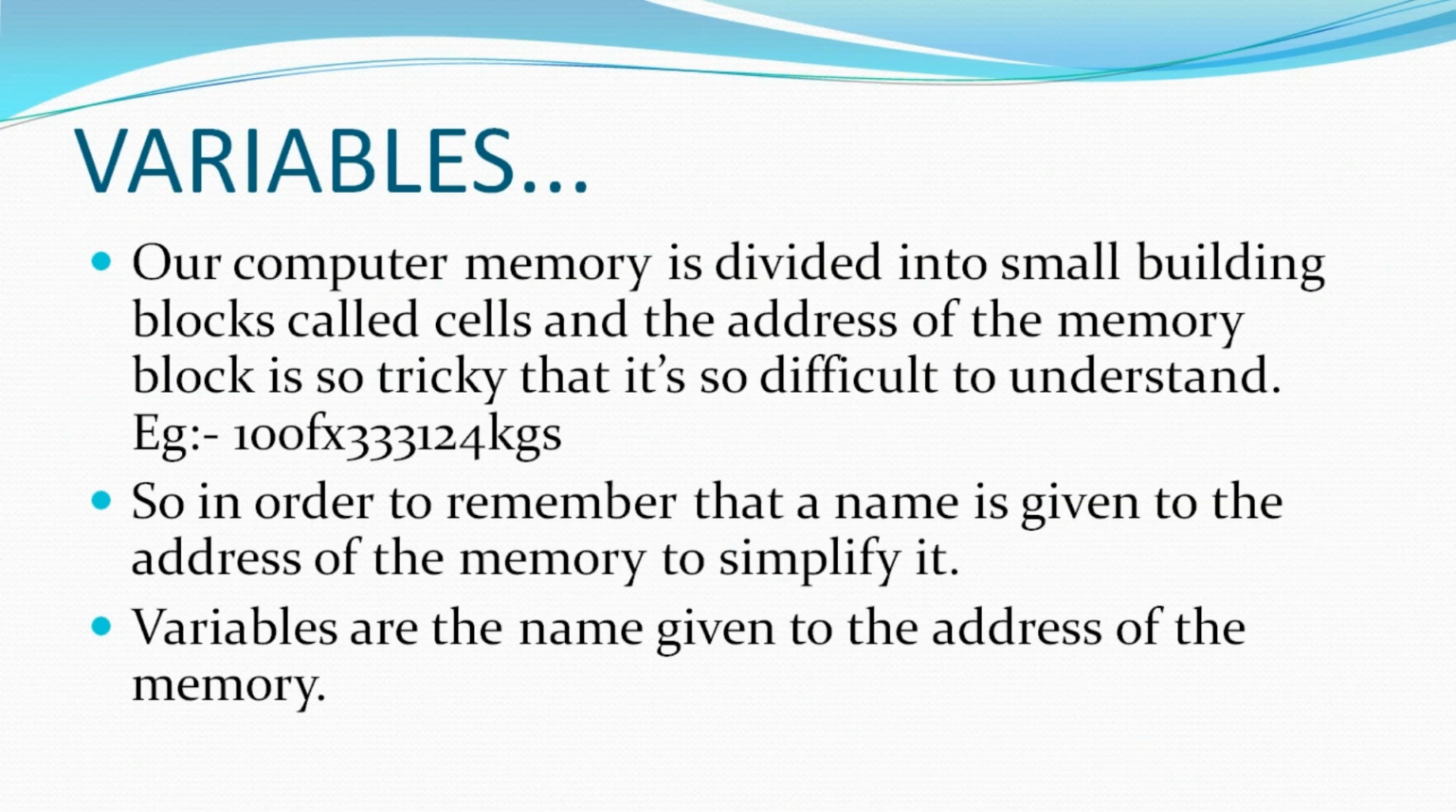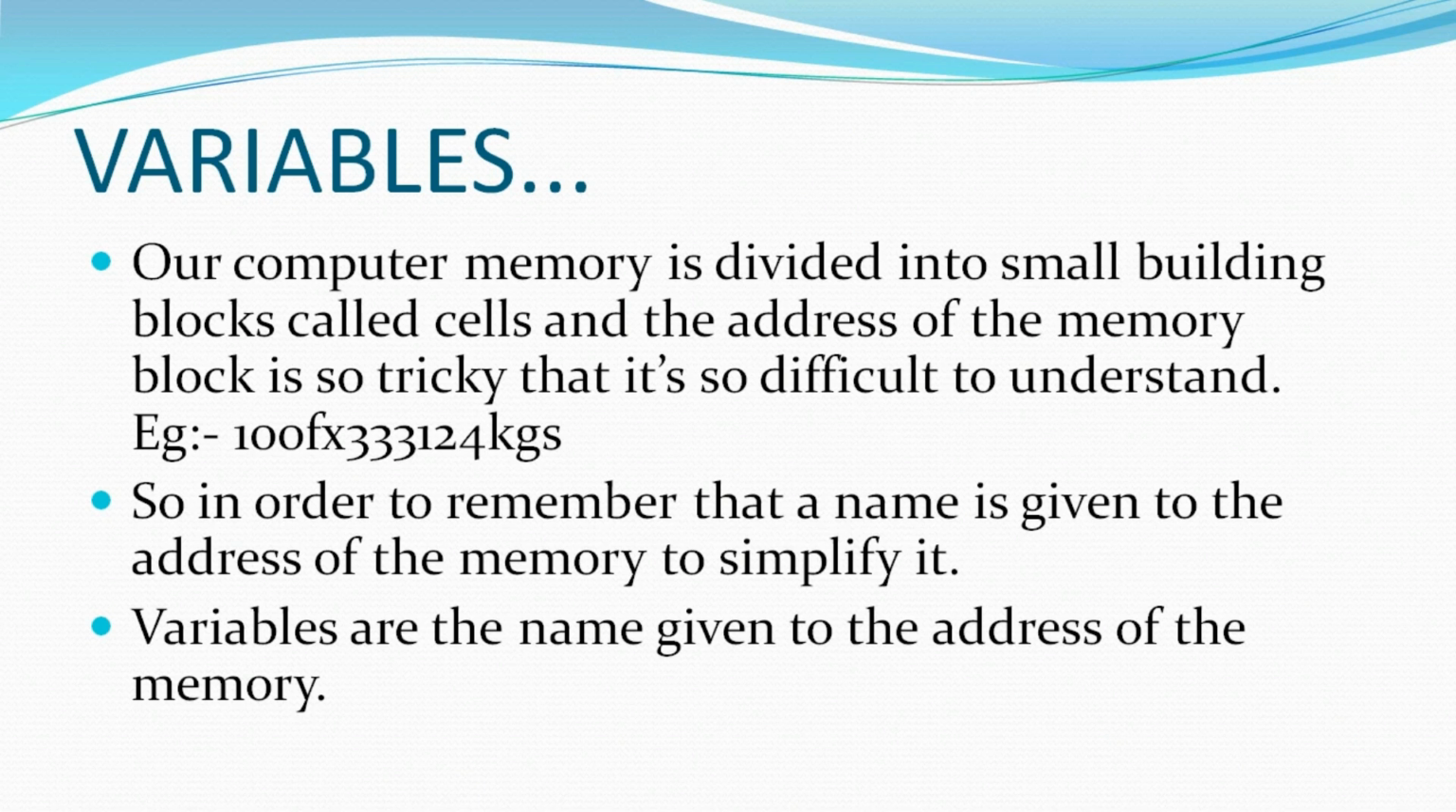So what are variables? We all know variables are the identifiers or the things that hold the data, whose value keeps on changing. In normal terms this is a variable, but in technical terms its meaning is quite different. As we know, our computer memory is divided into small building blocks called cells, as I just showed you, and the address of the memory block is so tricky that it's difficult to understand. Actually, the memory blocks number in the thousands or in lakhs.